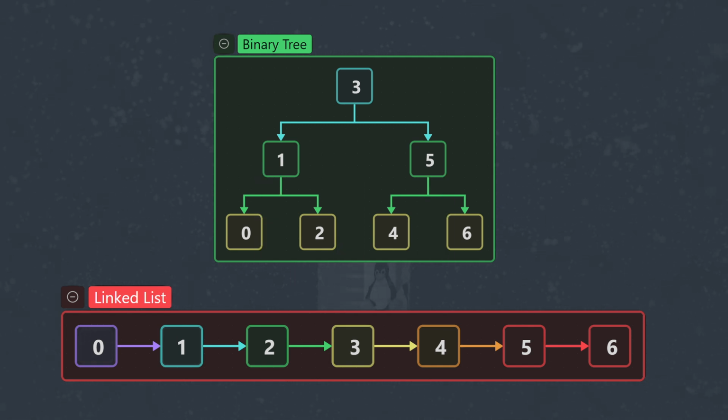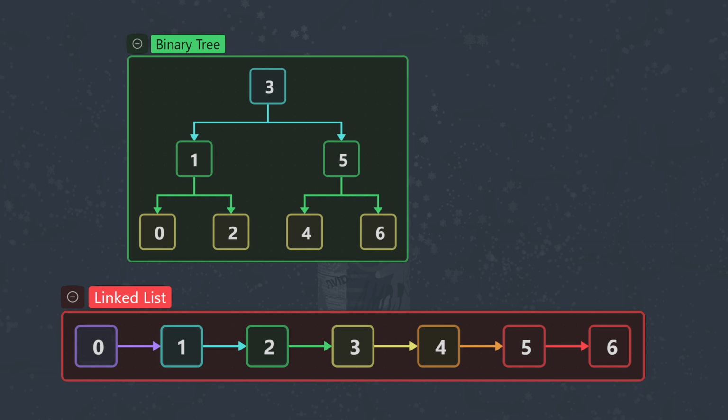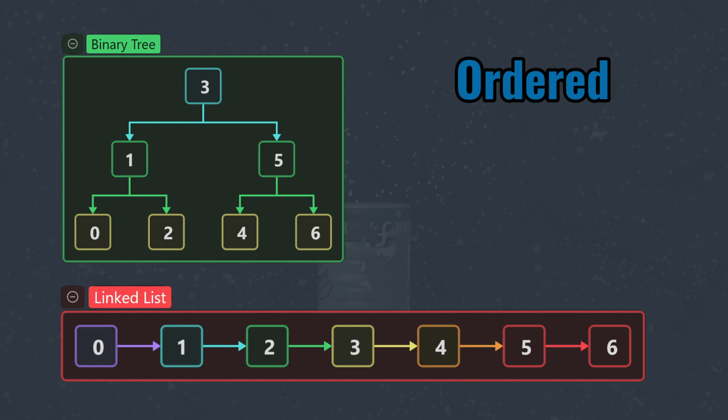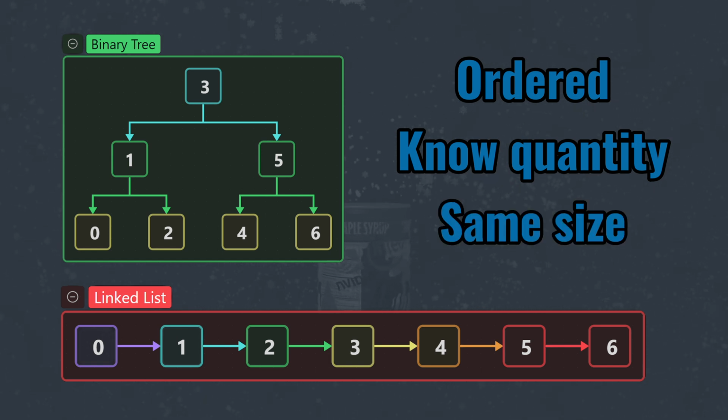Now, let's just note a couple of things to be able to add it later. To be able to transform a linked list into a binary tree, we need 3 things. We need your list to be ordered, we need to know the quantity of nodes inside of our list, and we need to have each node of our list have the same size.